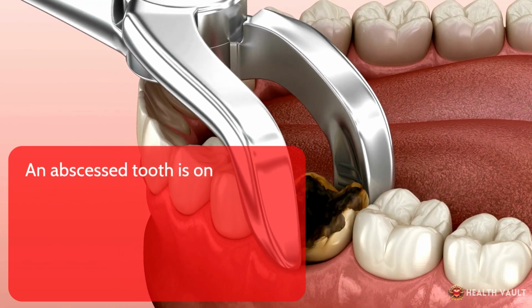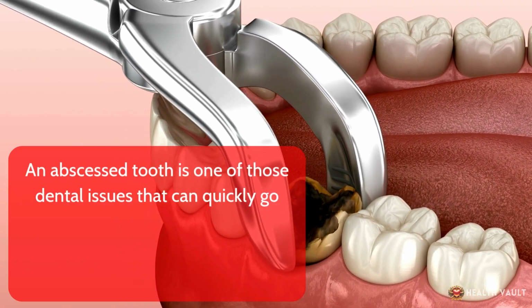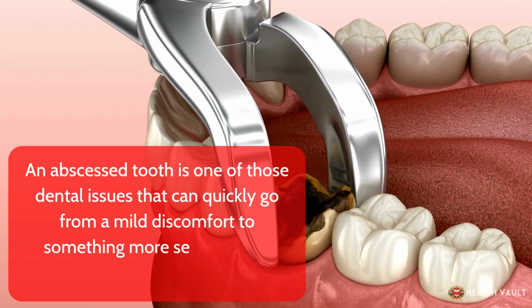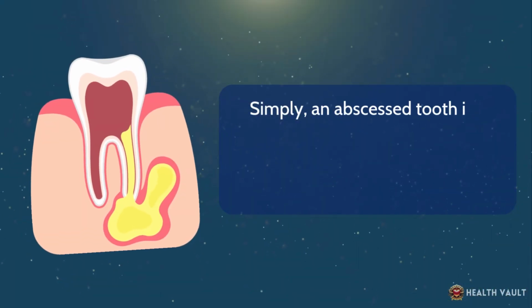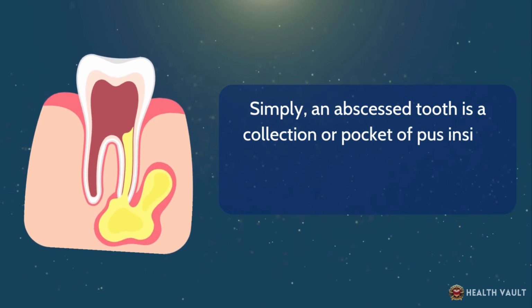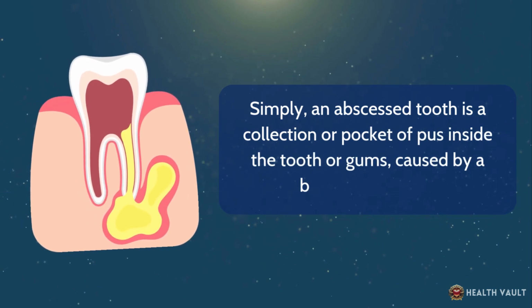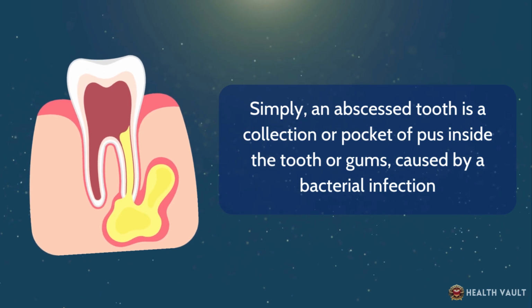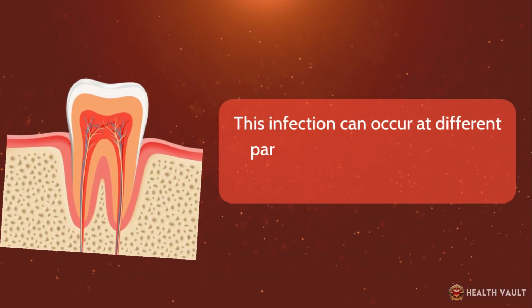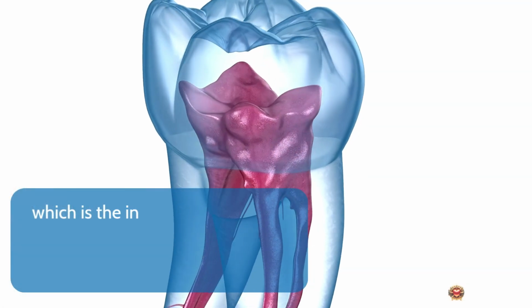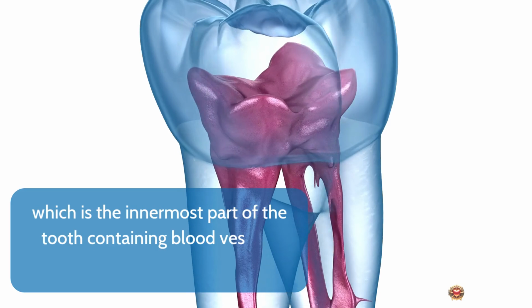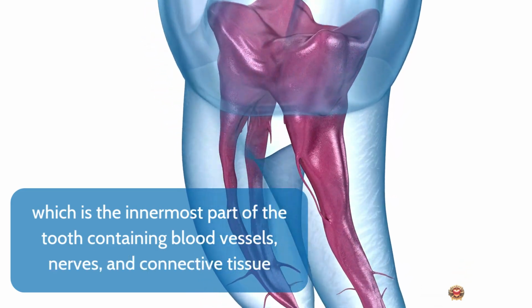An abscessed tooth is one of those dental issues that can quickly go from a mild discomfort to something more serious if left untreated. Simply, an abscessed tooth is a collection or pocket of pus inside the tooth or gums caused by a bacterial infection. This infection can occur at different parts of the tooth, but it's most common in the root area, which is the innermost part of the tooth containing blood vessels, nerves, and connective tissue.